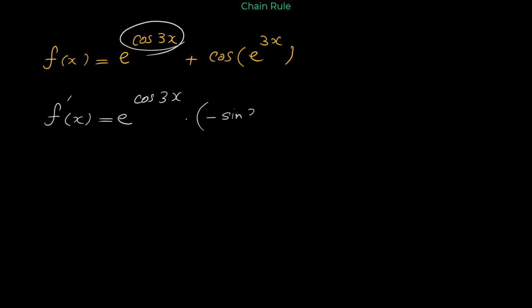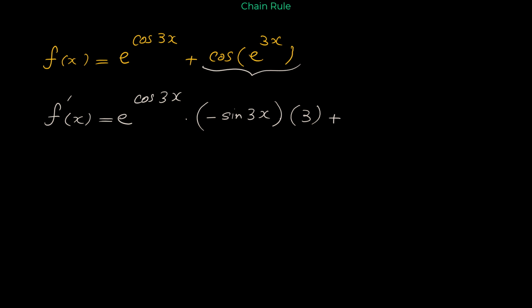The derivative of cosine is negative sine. But don't forget again to multiply it by the derivative of the inside. The cosine is outside, the derivative of cosine is negative sine. The derivative of the inside, the derivative of 3x, is 3. So multiply this by 3. And now we have to find the derivative of this.